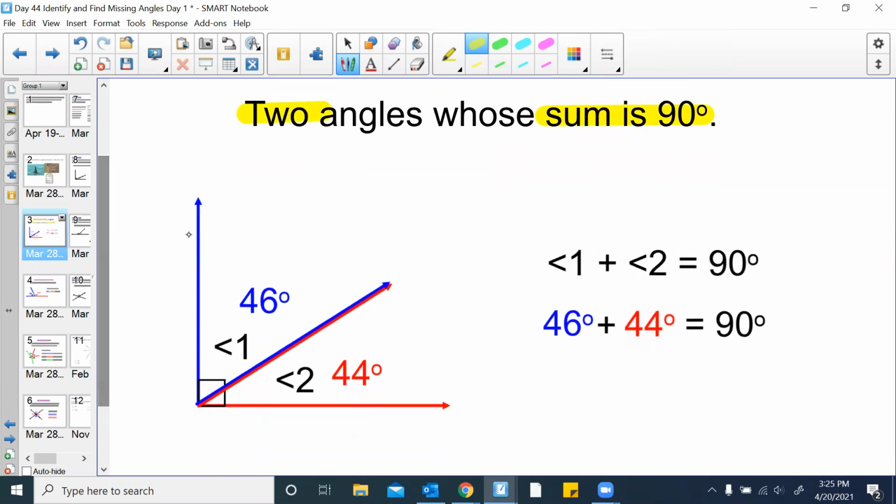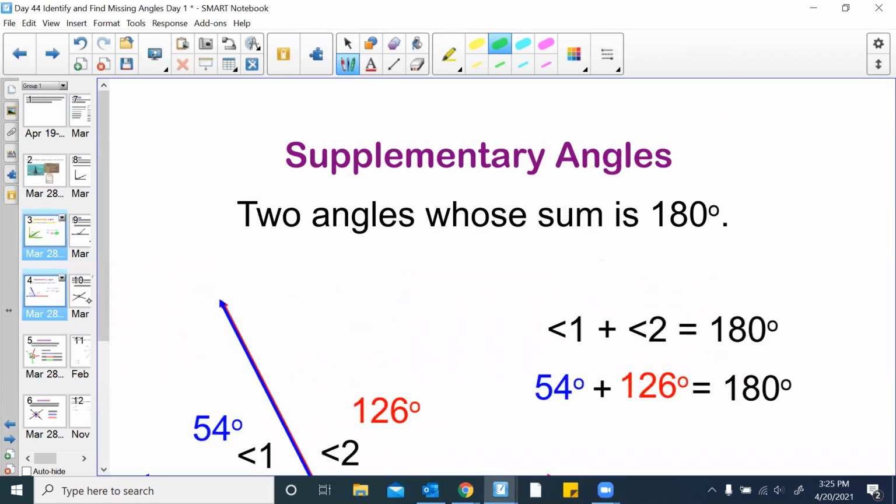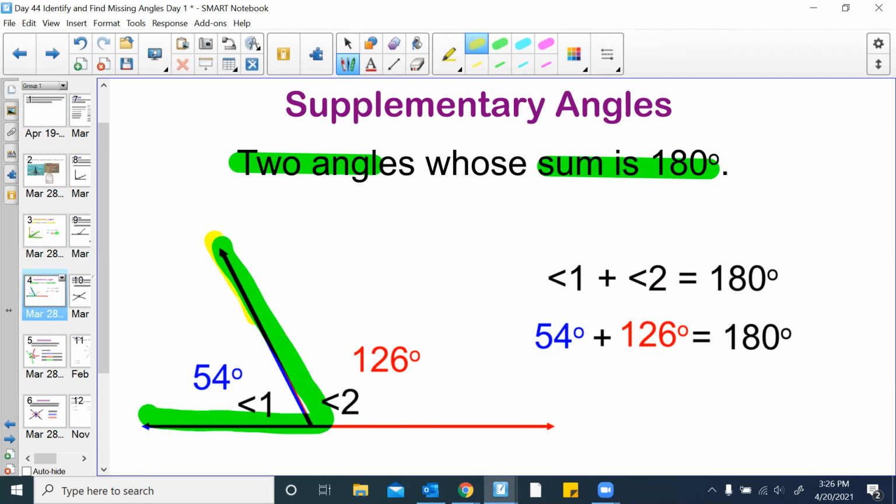And you see an example right here, we have two angles, and when you add them together, you get 90 degrees. So complementary, 90. Supplementary angles, again, are two angles whose sum is 180. Here we have an angle that's 54 and another angle that's 126. When you add them together, you get 180. So supplementary, 180.